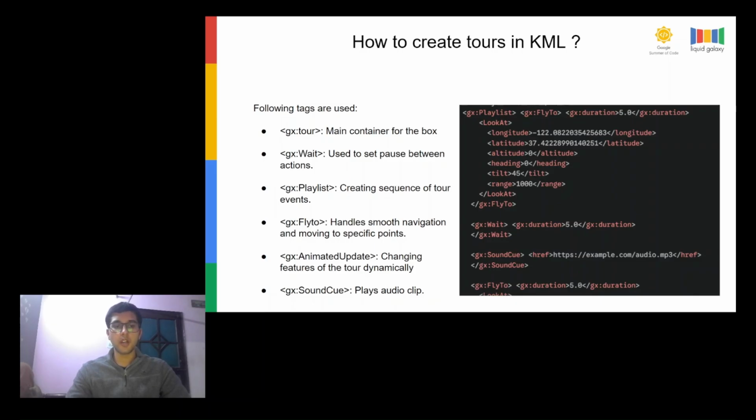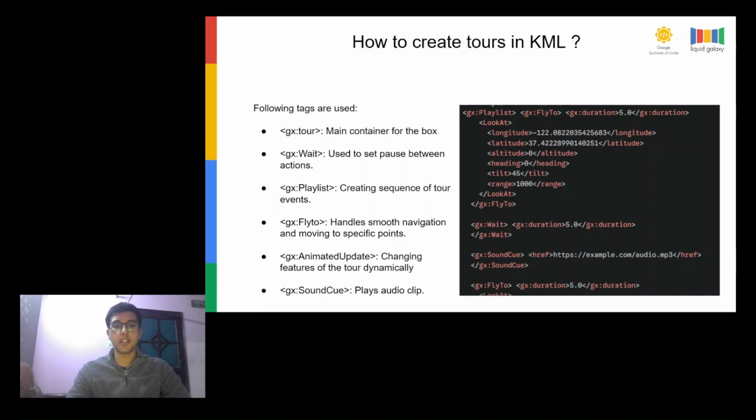To move the camera, we use the FlyTo tag. This element controls smooth navigation to a specific location using either a LookAt or a Camera view, along with the defined duration for the movement. If we want to pause between actions, we use the Wait element. It allows us to control timing and pacing within the tool.